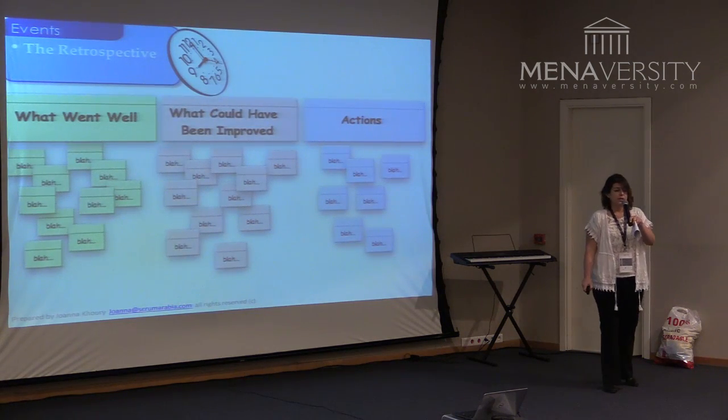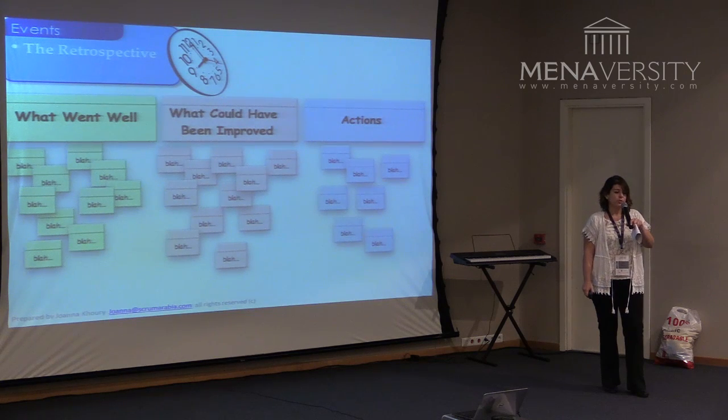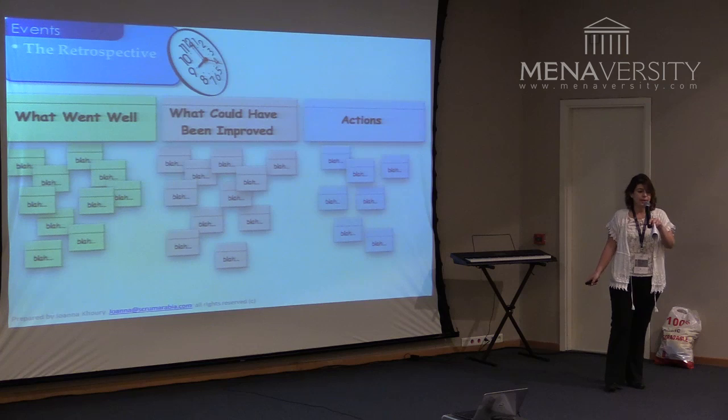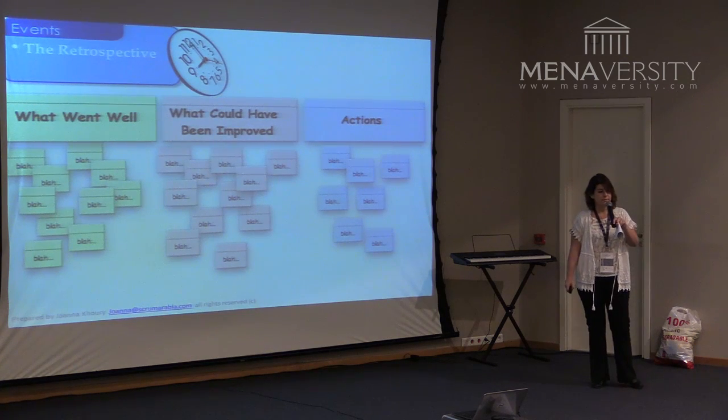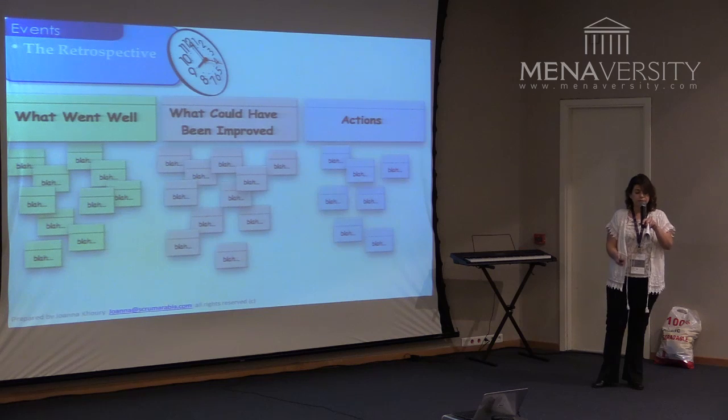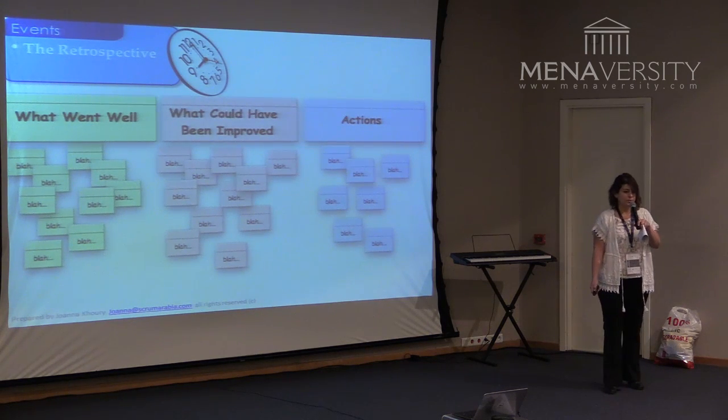We said that Agile is about learning and improving. This is why the last event in Scrum is the retrospective, where the team and the Scrum Master will sit together and learn from the last sprint to improve for the next one. So they discuss what went well, what can be improved, and what actions to be taken.